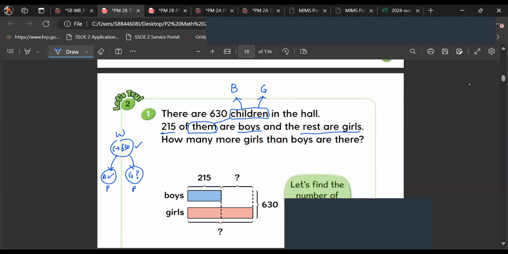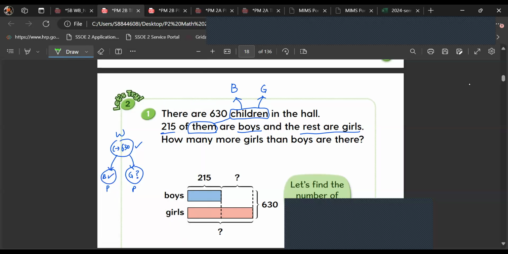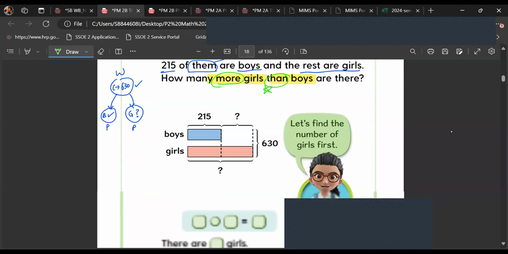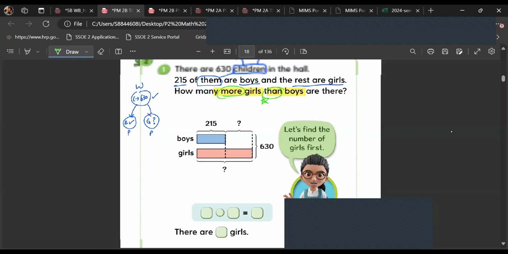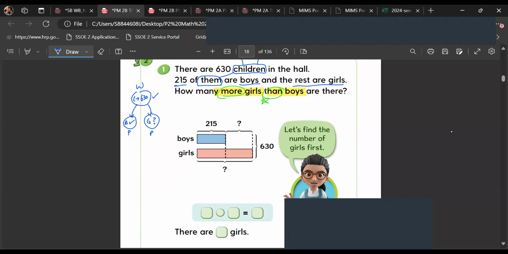But then the question is challenging. The question never asks you how many girls are there. It asks you how many more girls than boys. So in this part here is asking for comparison, more than. So our friend in the textbook tells us, look everybody, you need to solve the first part. There is to find the girls first.